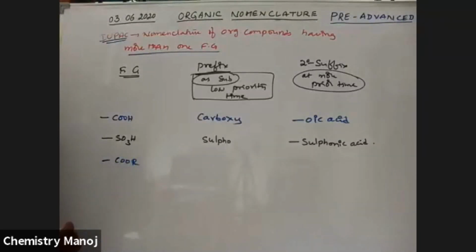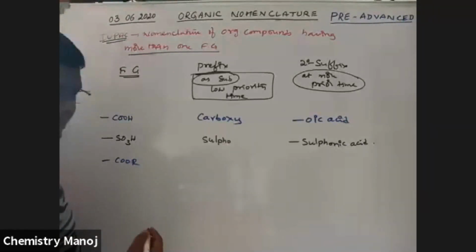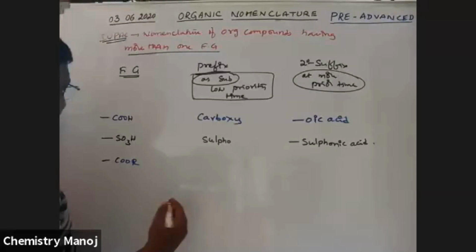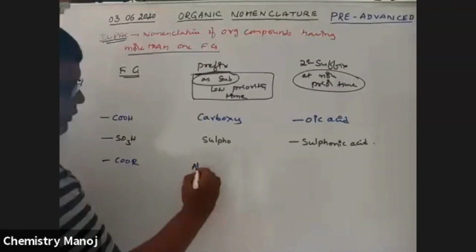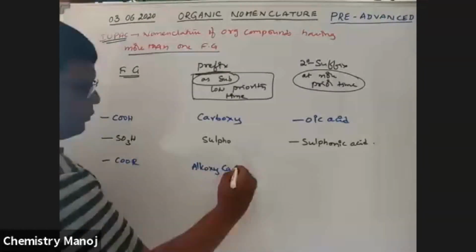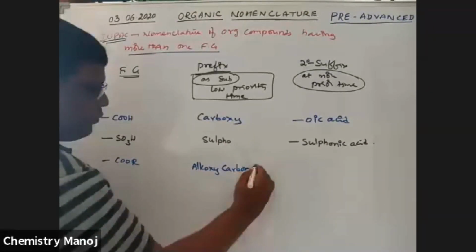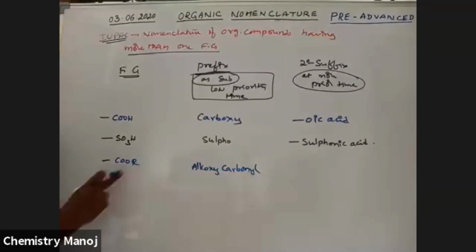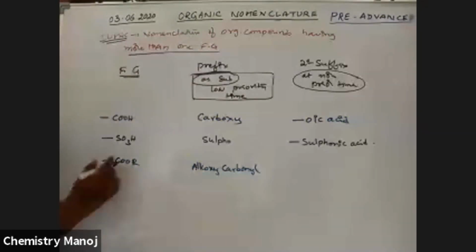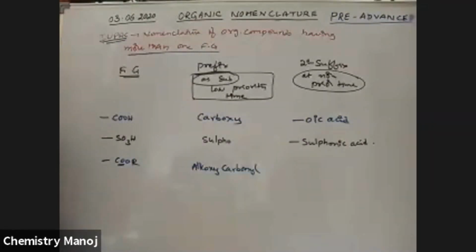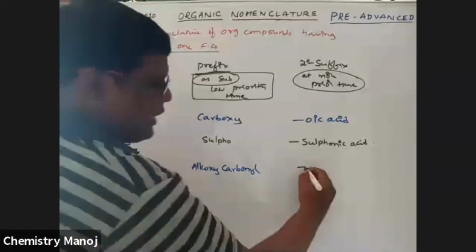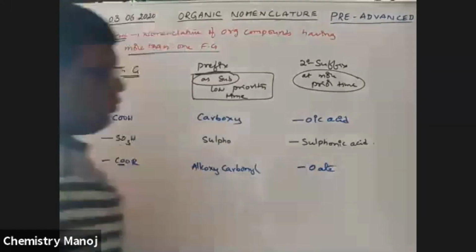COOR, ester. It is alkoxycarbonyl. Alkoxycarbonyl, methoxycarbonyl. If it is methyl, methoxycarbonyl. CO is taken as carbonyl. Now it is taken as OH.